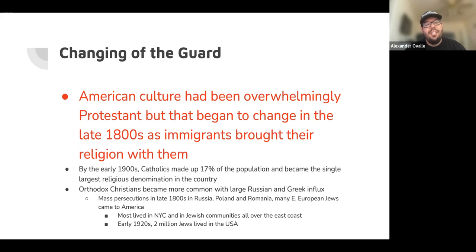There were mass persecutions in the late 1800s in Russia, Poland, and Romania, where many Eastern European Jews came to America. If you recall pogroms from Russian history, hopefully that might sound a little familiar. Pogroms are basically persecutions and discrimination towards Jews in Russia and most likely Eastern Europe. Not programs, pogroms. Most of the Jews lived in and around New York City and in Jewish communities all over the East Coast. And by the early 1920s, 2 million Jews lived in the United States.